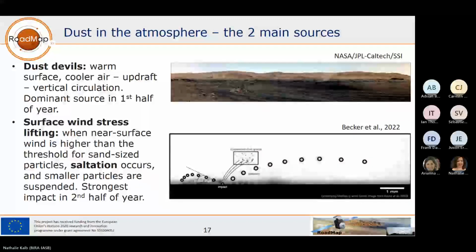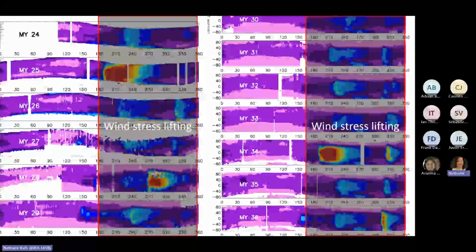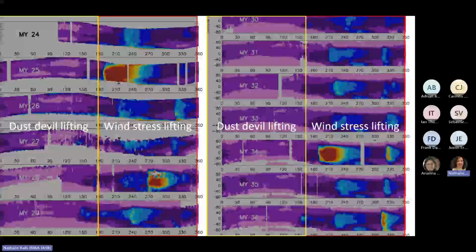Okay, so dust devils are kind of like, I don't want to say dominant source, but they're definitely background all the time. Dust devils are happening all the time. And the surface wind stress lifting is kind of what dominates the patterns in the second half of the year. So if you go back to Luca's, this is kind of the wind stress lifting regime, and this is kind of dust devils. So it's this background quiet but constant amount of dust being fed into the system.